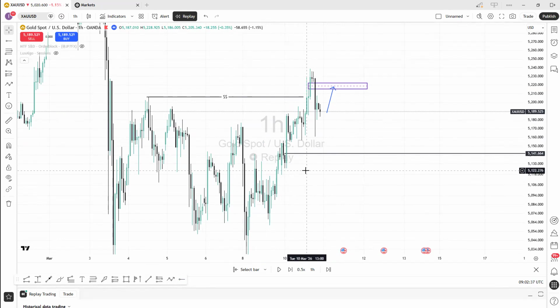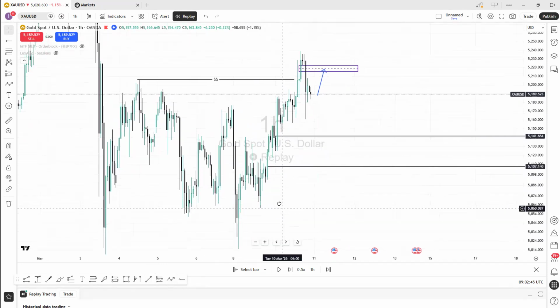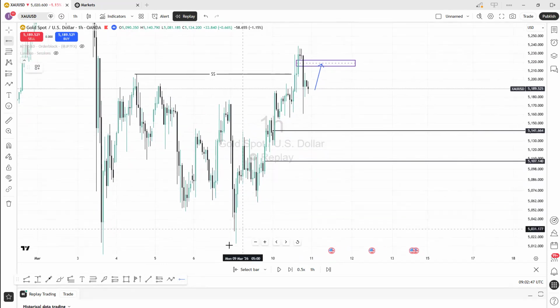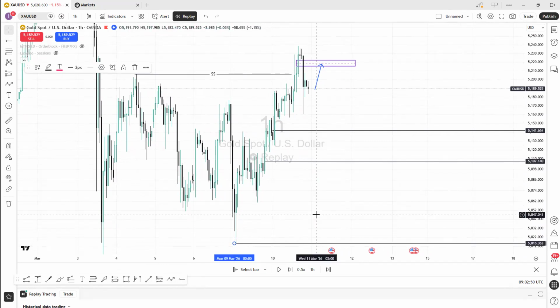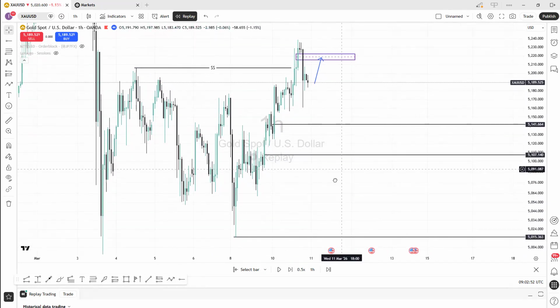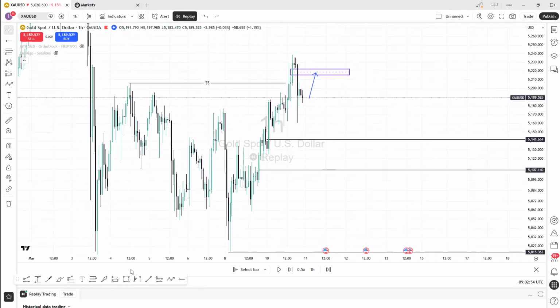that may lead the price to create a pullback. Okay, here you have that order block. Also, there is another order block here. Also, we have another liquidity level here. You can see that is sell side liquidity. Okay, so we have multiple points of interest here.